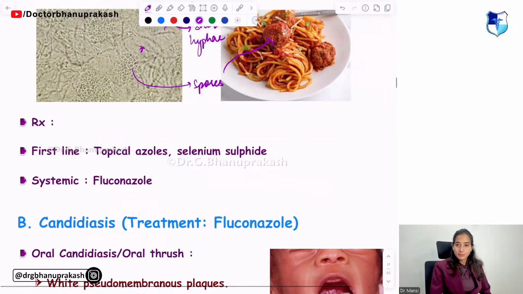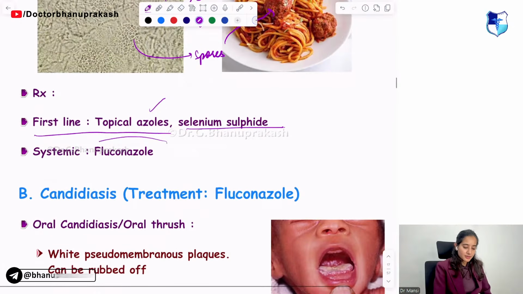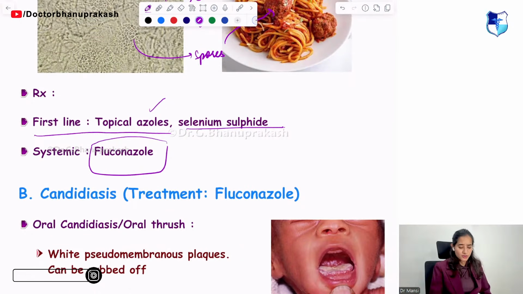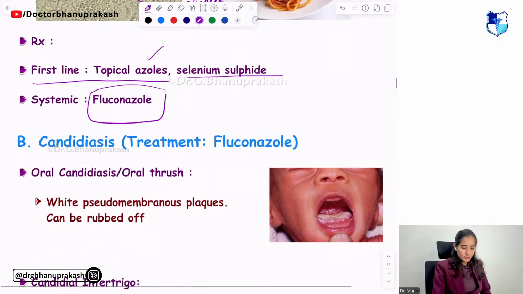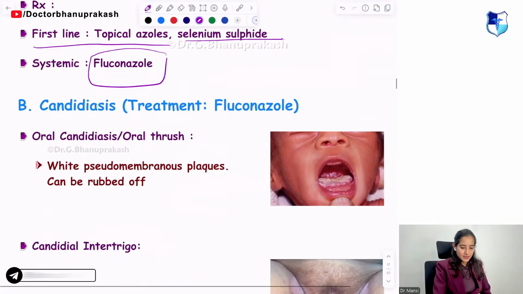Then we move to treatment. Treatment of fungal disorders, azoles, everyone knows about this. So you can use topical azoles. You can use selenium sulfide, which is also a topical ointment. And systemic, you can go with fluconazole, itraconazole, you can give anything. But you focus more on the image, and that would be enough for your exam.